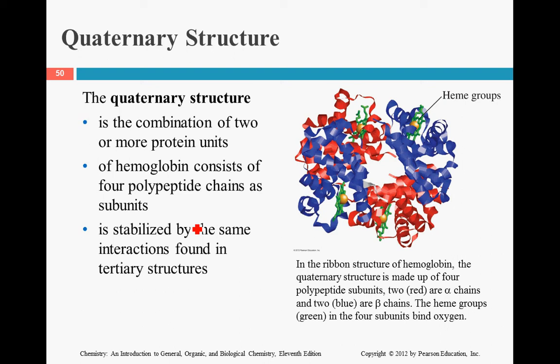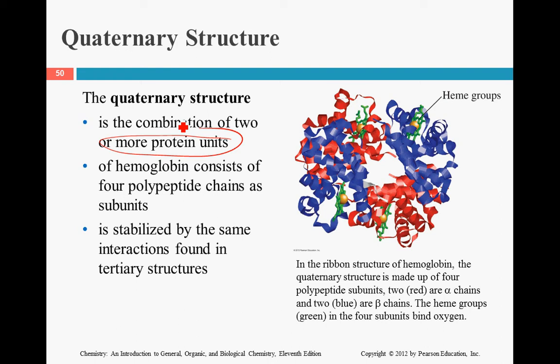Quaternary structure is the final structure of proteins. Primary is the sequence of the amino acids. Secondary is how they're interacting with itself or with neighboring amino acids. Tertiary is where it starts to form a shape. Quaternary is multiple protein units. So it's multiple tertiary units that are linking together.